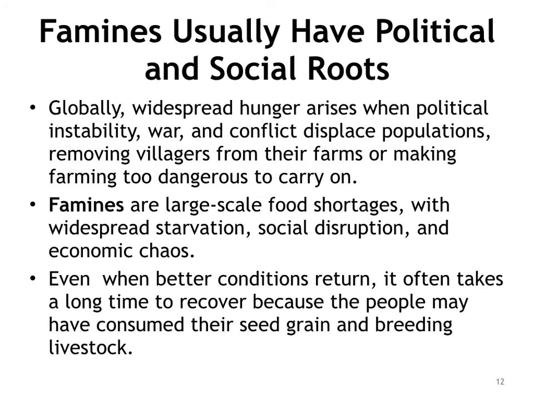Famines are large-scale food shortages with widespread starvation and social disruption. Famines are often triggered by drought or floods, but root causes of severe food insecurity usually include political instability, such as wars that displace populations, removing villagers from their farms, or making farming too dangerous to work in the fields. Displaced farmers often have no choice but to migrate to the already overcrowded slums of major cities when they lose their land.